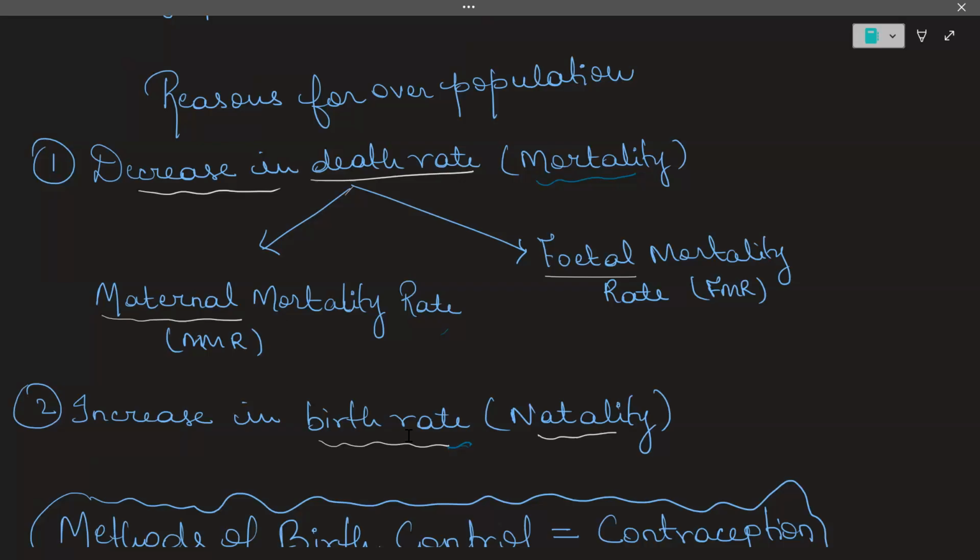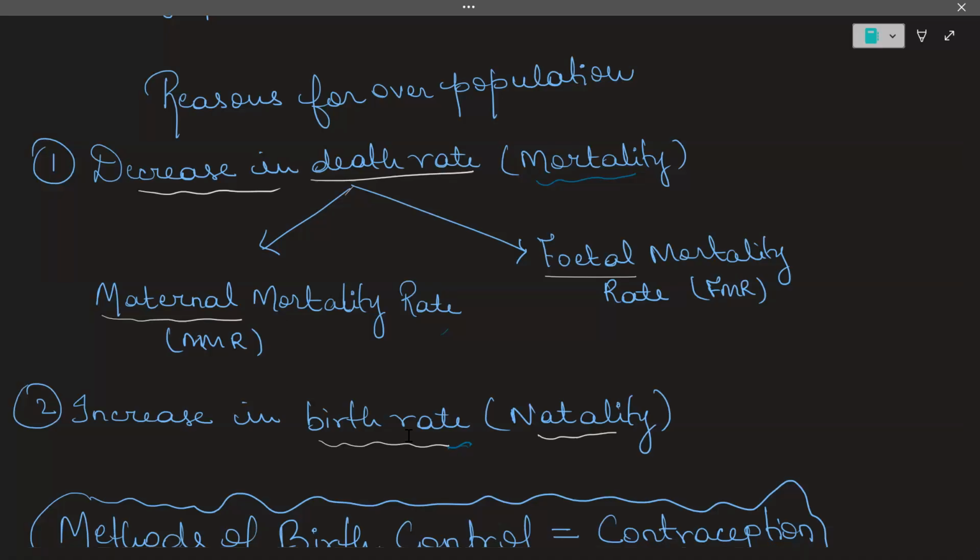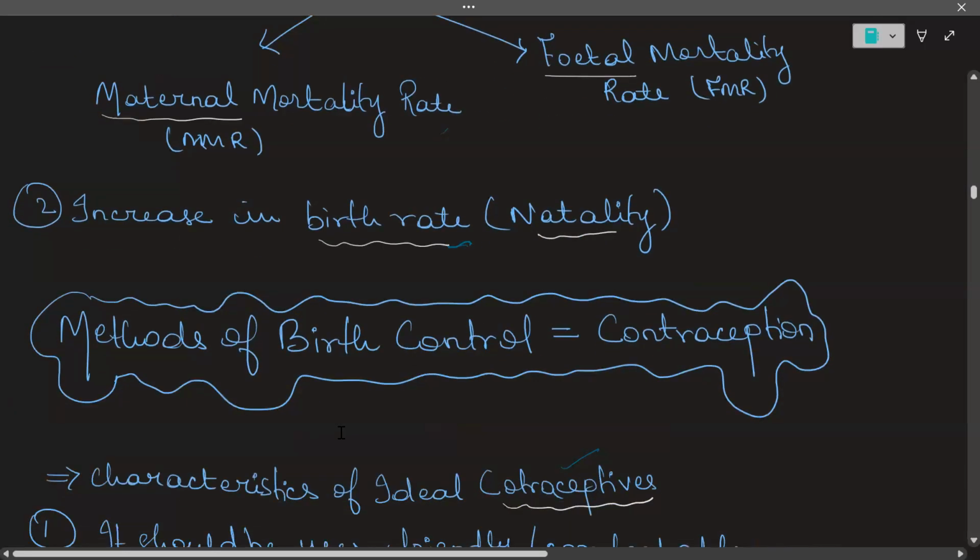When we talk about the death rate, that is of two types: maternal mortality rate and fetal mortality rate. Maternal is when the females are of an age that they can reproduce. So if those females are not dying, and the individuals are not dying, then obviously the population is going to explode.